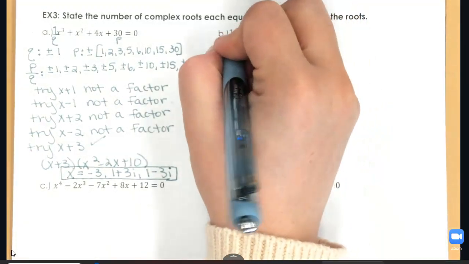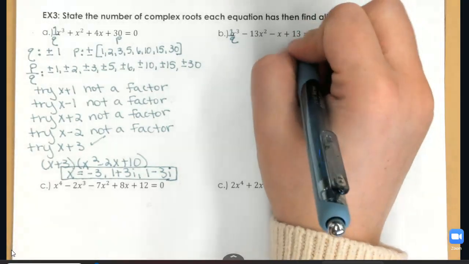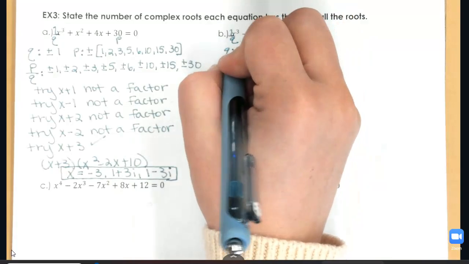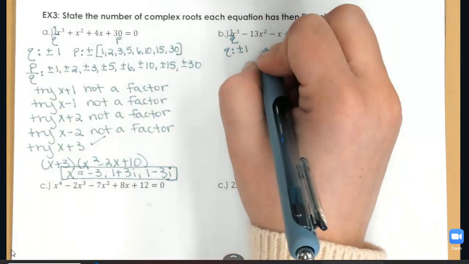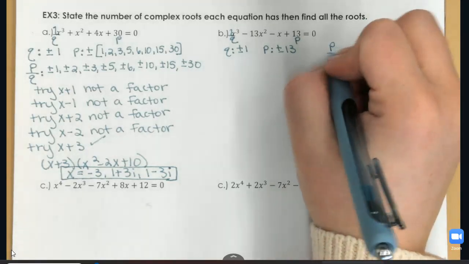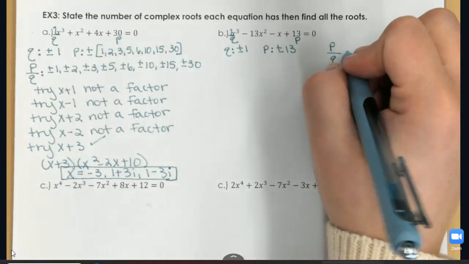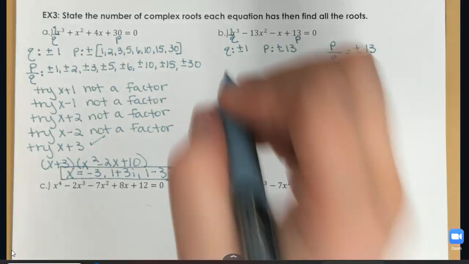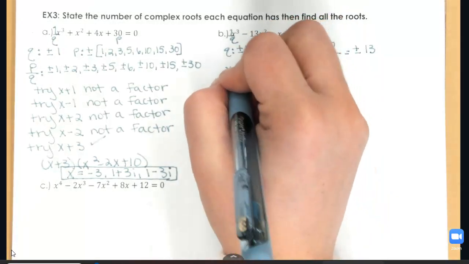Again, my q value is 1. My p value is 13. And now this one's going to have far fewer possibilities because q can only be plus or minus 1 and p can only be plus or minus 13, which means p over q can only be plus or minus 13. So let's try x plus 13 first.